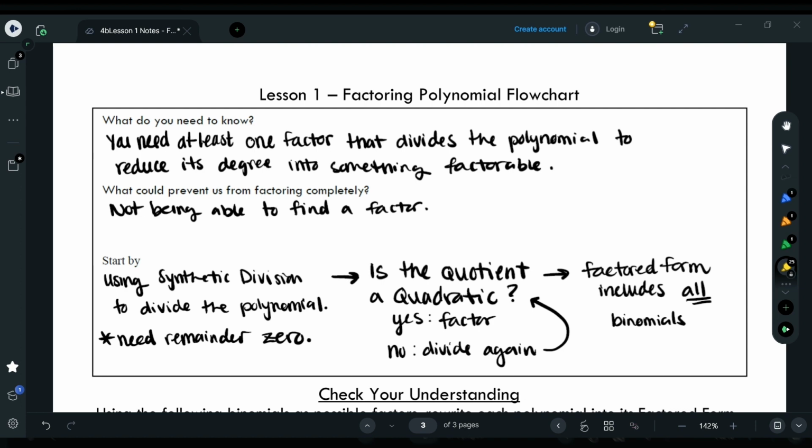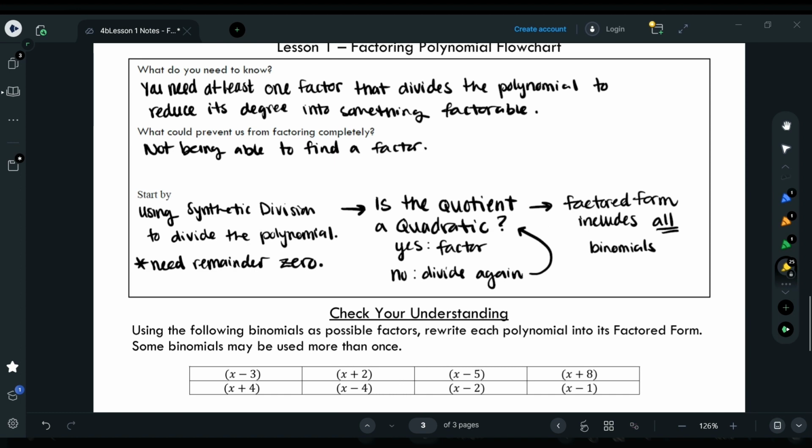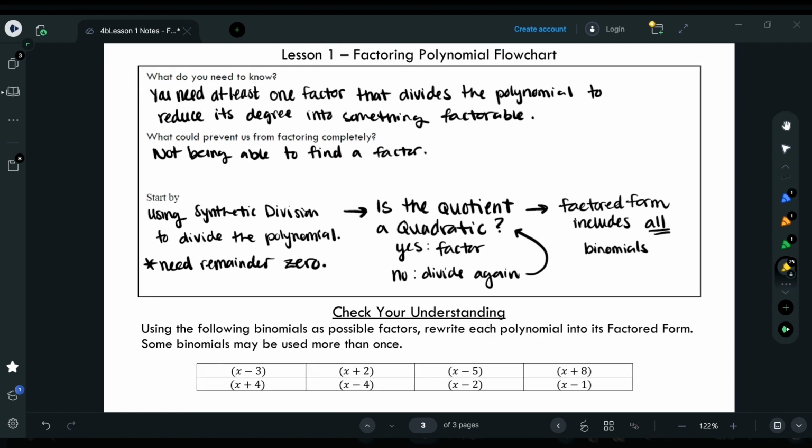Okay, what could prevent us from factoring completely? Well, if we're not able to find a factor, that would prevent us from factoring completely. Not being able to find a factor, right? Like, for example, when you try these problems here for check your understanding, you're given some choices of factors to check, and then you're going to check those.